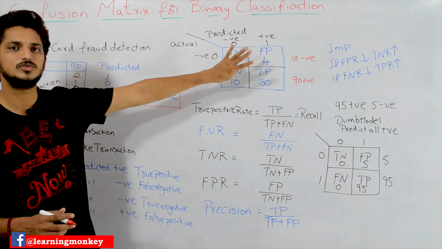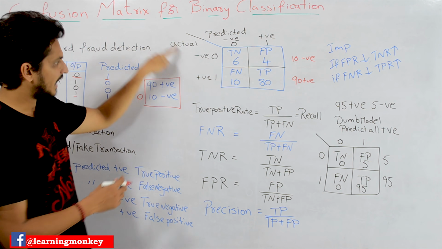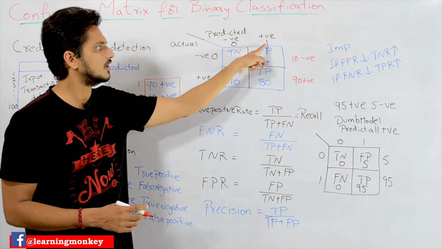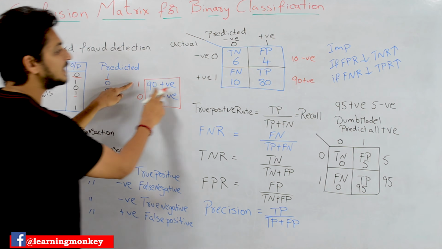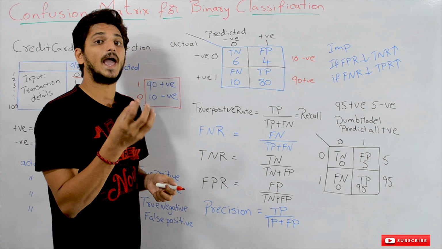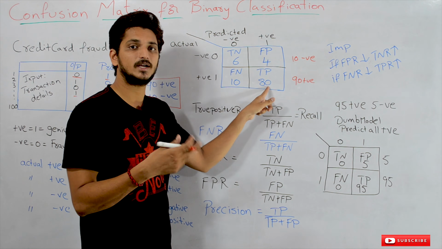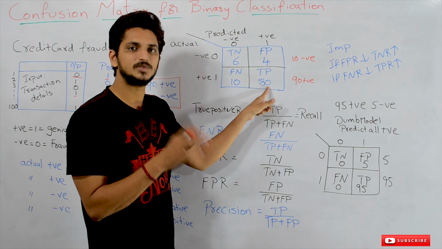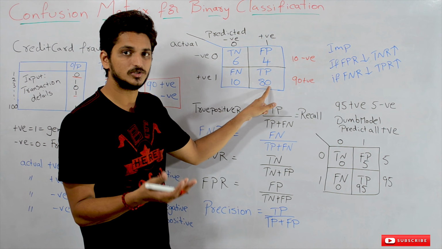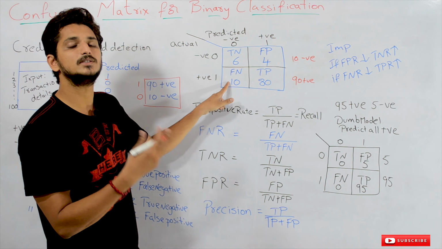This is what a confusion matrix is. See here, negative is 0 value, positive is 1 value. These are the actual values. On the column side we take the predicted values: 0 means negative, 1 means positive. Don't forget this: out of 90 actual positive points, 80 points are predicted as positive points. Those come under true positive. See here, out of 90, 80 have been predicted as positive and the remaining 10 have been predicted as negative. Those come under false negative.